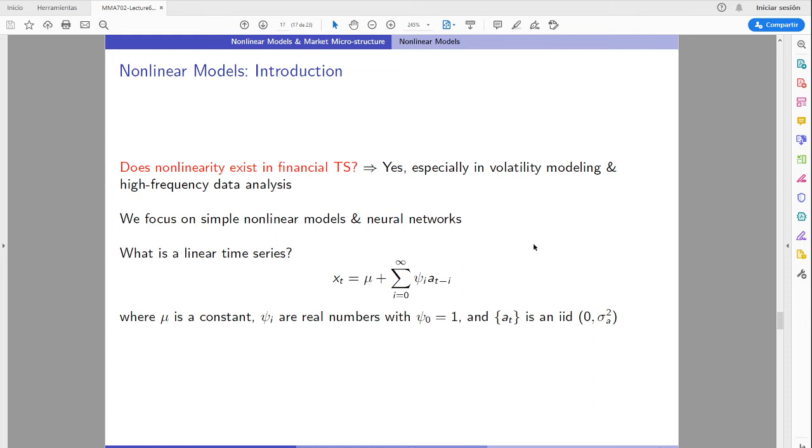So for the first time, what is a linear time series? This is a linear time series. This is a constant. These are real numbers, with the first one being exactly 1. And a sub t minus i is a set of independent and identically distributed variables with mean 0 and a finite, non-infinite variance.